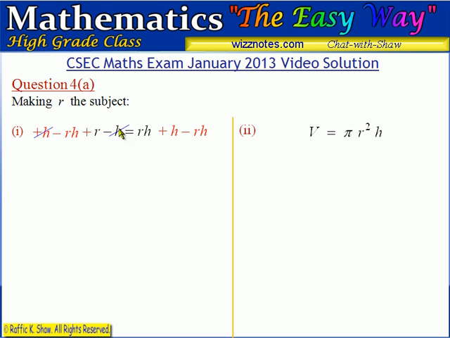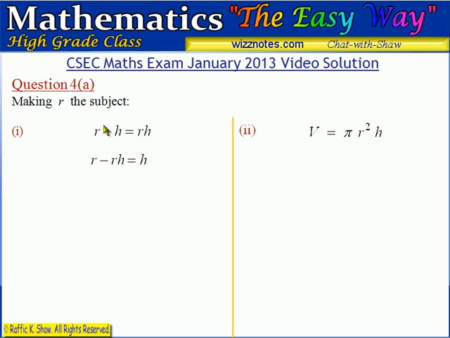Now this plus H will eliminate this minus H on this side, and on the right hand side RH here will eliminate minus RH here. So on the left hand side we will have R minus RH, and on the right hand side we will have only H, and so it reduces to this: R minus RH on the left hand side equals H on the right hand side.